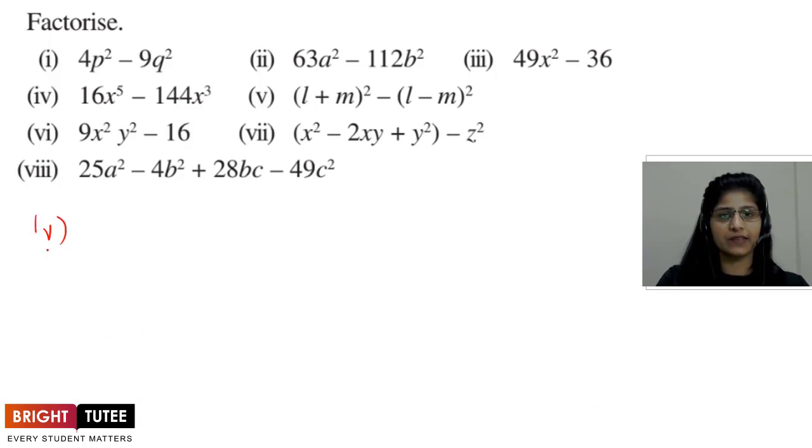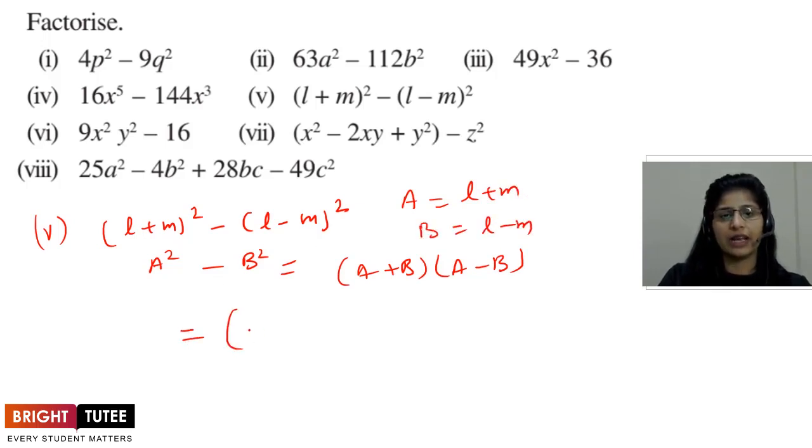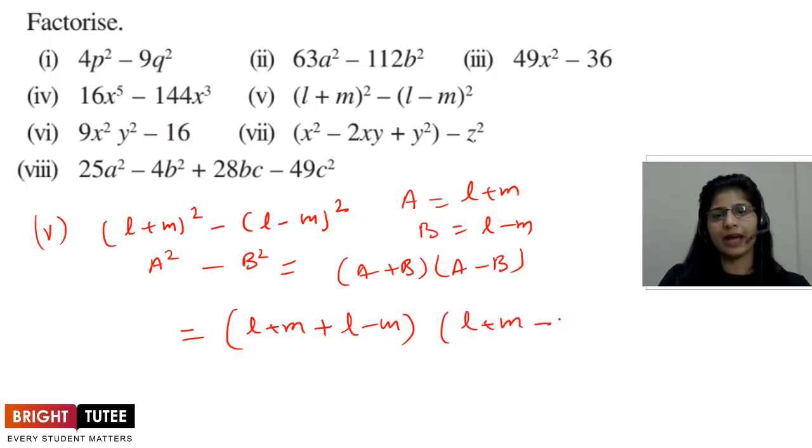In the fifth part, just see we have (L plus m) whole square minus (L minus m) whole square. So this is a square minus b square, right? That is (a plus b)(a minus b). So we see, after comparing, a is L plus m and b is L minus m. So put it here: a is L plus m and b is L minus m.